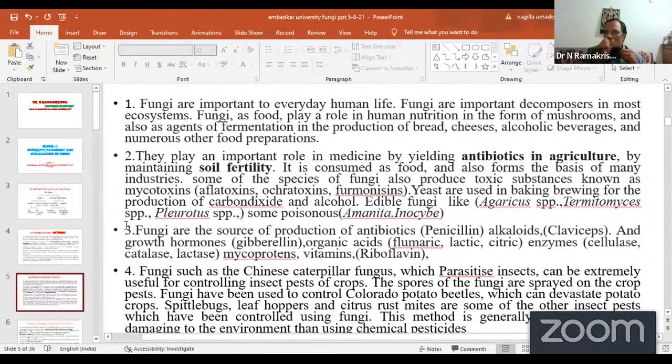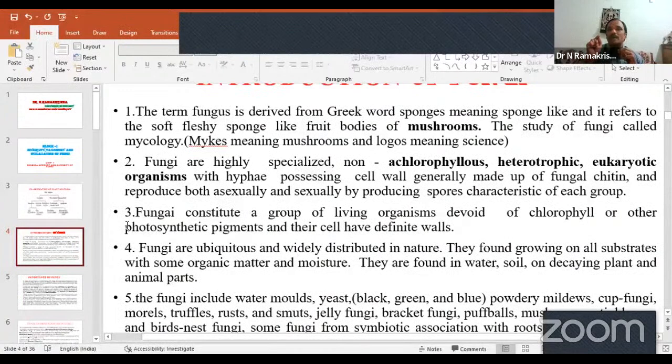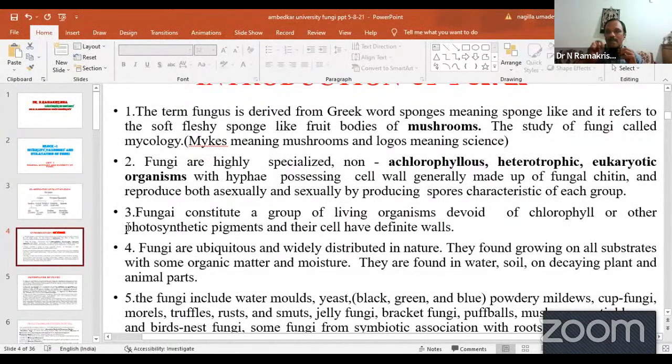The term fungus is derived from the Greek word spongos, meaning spongy, and it refers to soft, fleshy, spongy-like fruit bodies. The study of fungi is called mycology. Mykes means mushrooms, logos meaning science. The study of mykes, we call mycology.